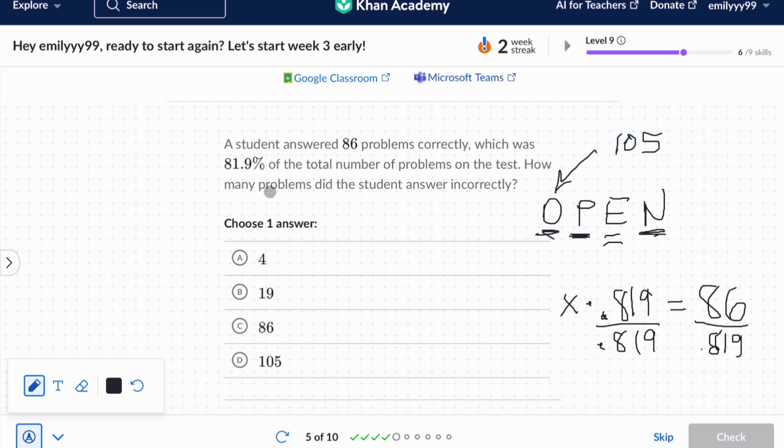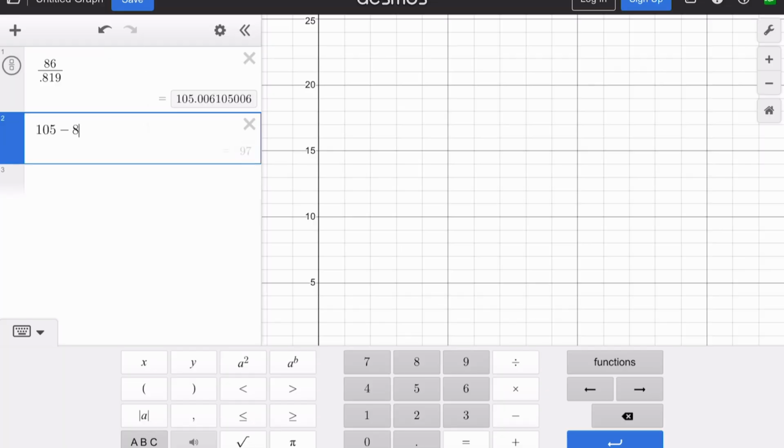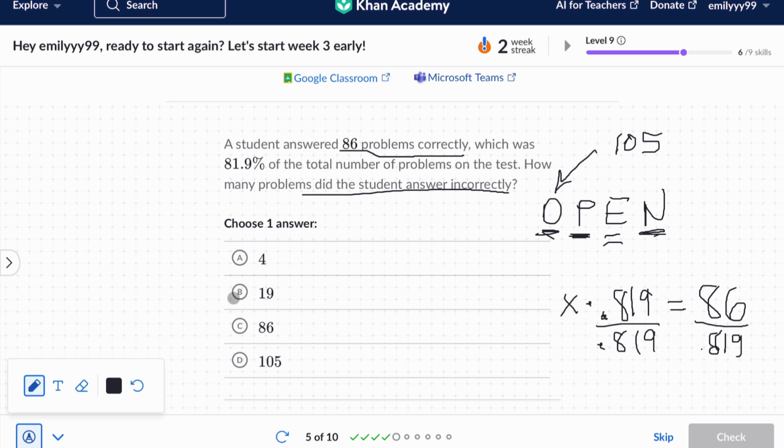But it's asking us how many problems did the student answer incorrectly. So 105 is not how many he answered incorrectly. We know that he answered 86 problems correctly. So we do 105 minus 86, and that's going to give us 19. So it should be B.